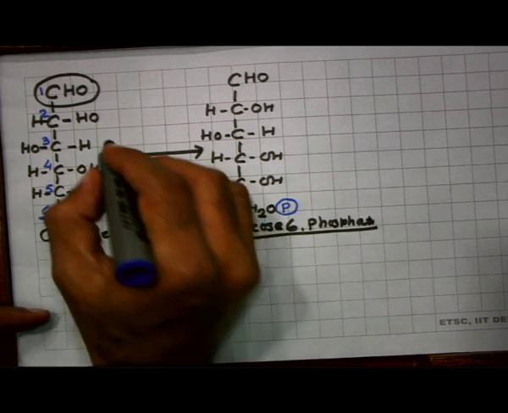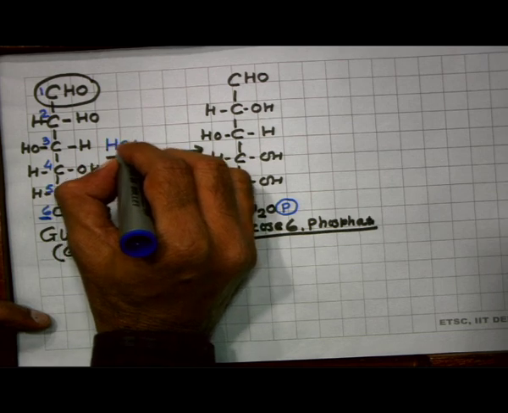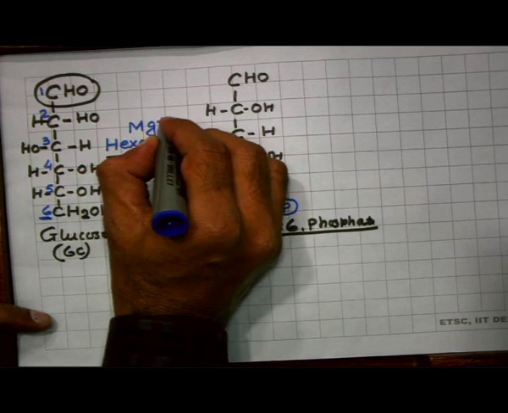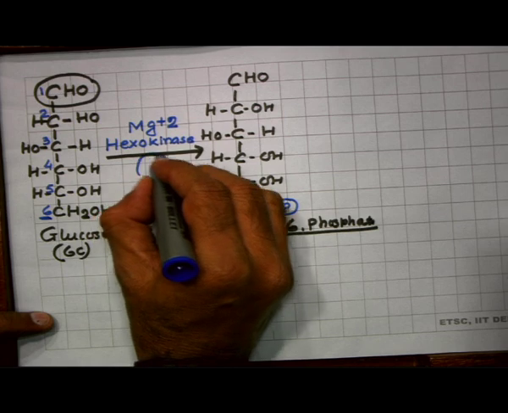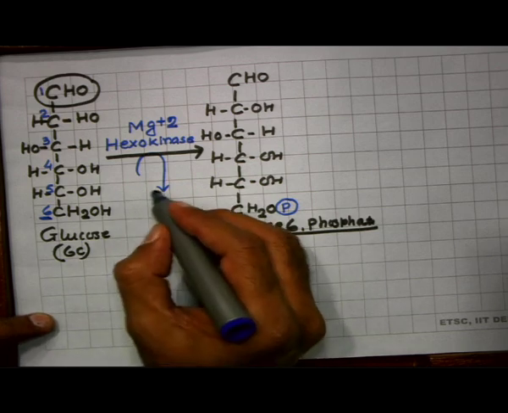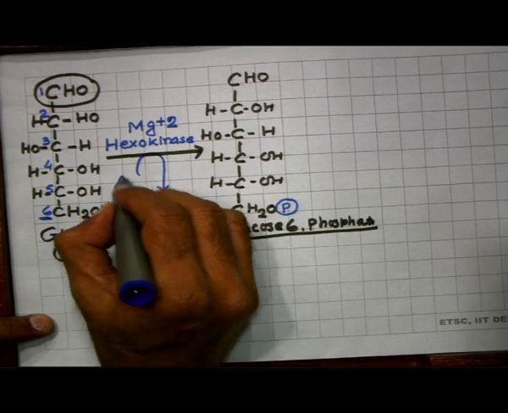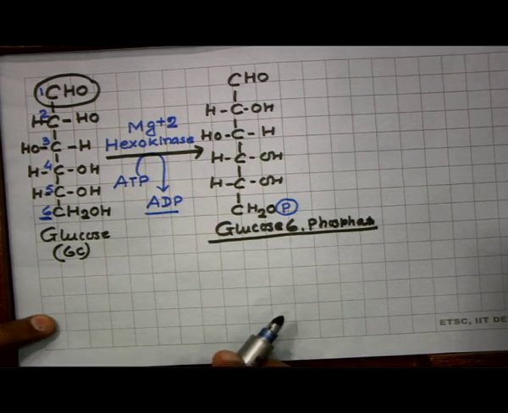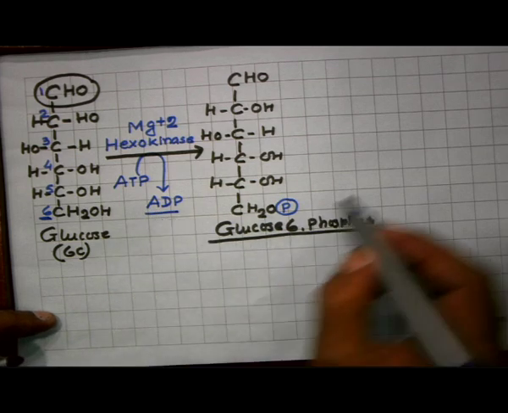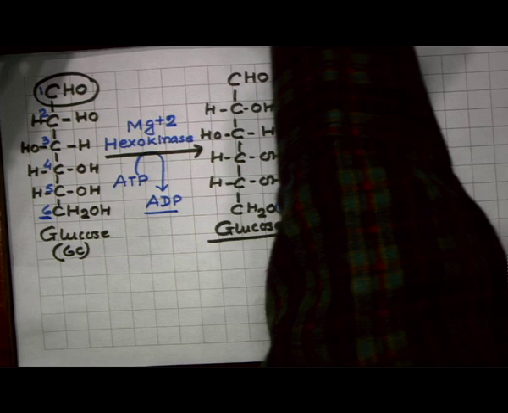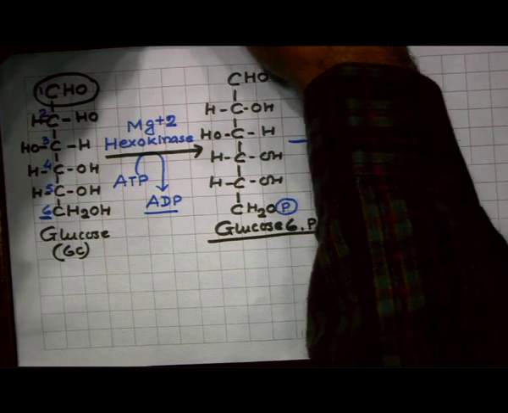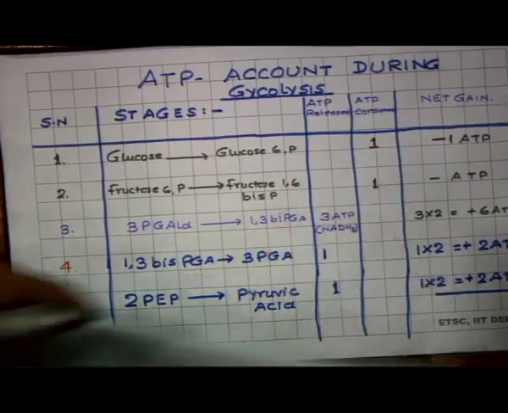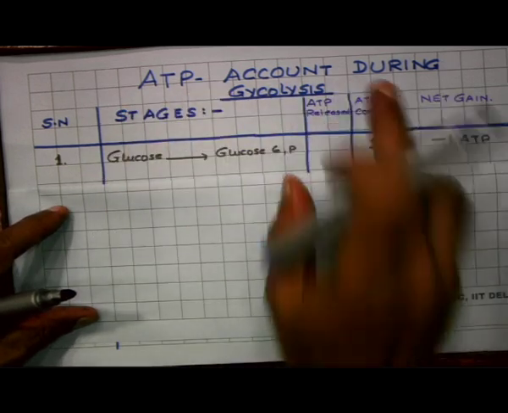For this reaction, the cell requires the enzyme hexokinase and Mg2+. In this reaction, the ATP which we already discussed acts as an energy currency. Here energy is needed. The ATP, adenosine triphosphate, is converted into ADP. So, in the first step 1 ATP is consumed. Finally, it is easy to learn the ATP account during glycolysis.